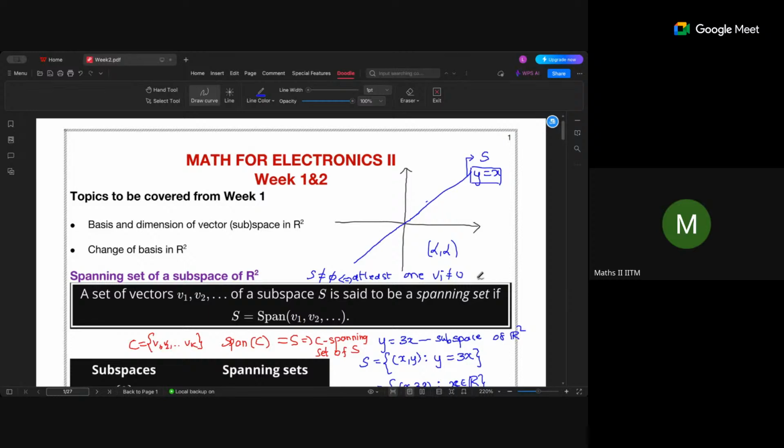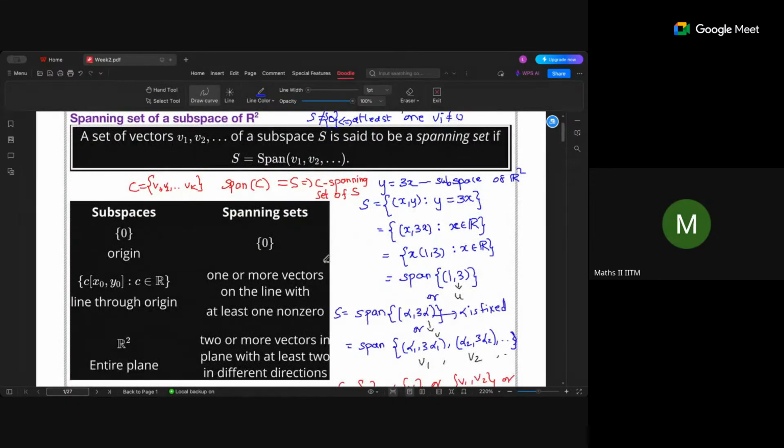Okay, this condition is also needed. If S is non-zero, I should say non-zero instead of non-empty. If it's not the origin, then we need at least one non-zero vector. Just like we said that we need two linearly independent vectors for R2, for other subspaces we need at least one non-zero vector. If you are just taking the zero vector, then it's not going to help us, right? The zero vector is an element of S, but it will not be sufficient. Yeah. Okay, got it.